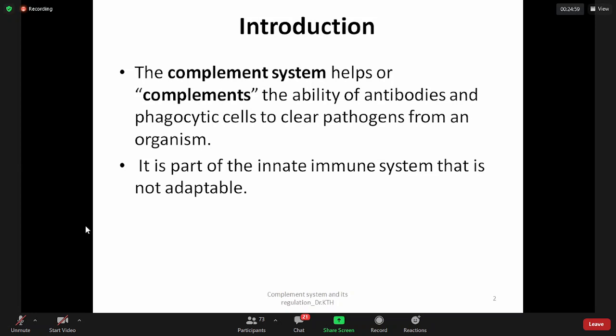And as you will realize, it really doesn't adapt to a given infection, apart from the way that it's activated. But otherwise, from the point of activation up to the point of function, the complement system seems to act in the same way at each and every given organism.